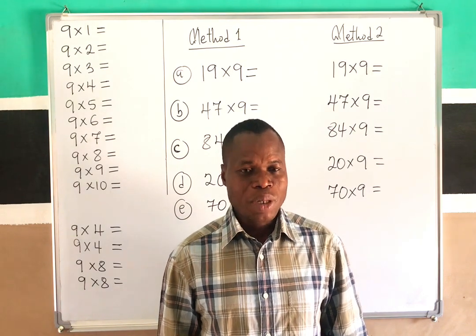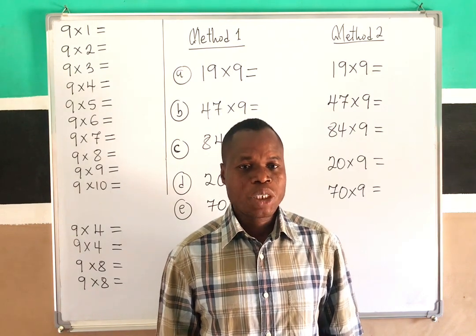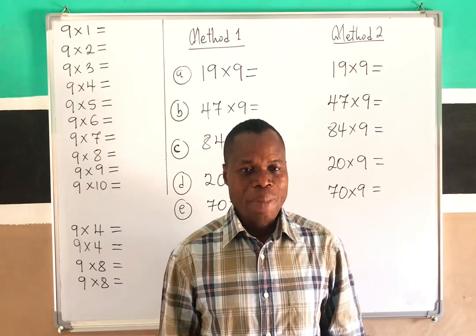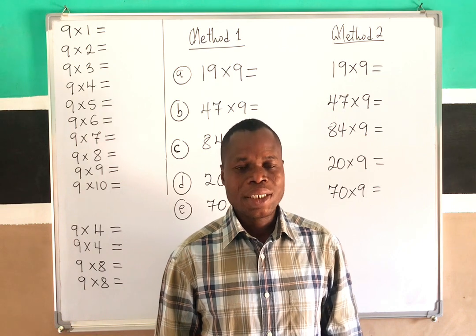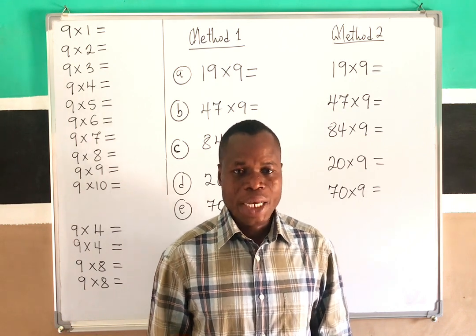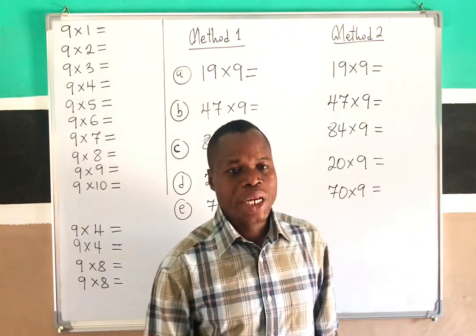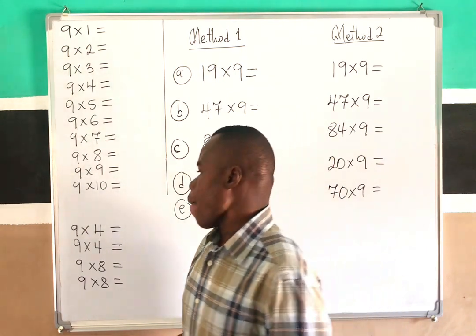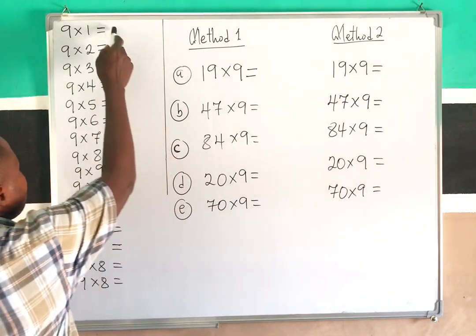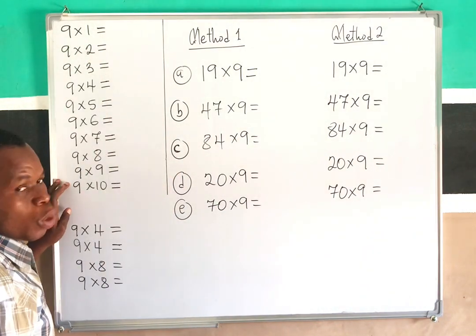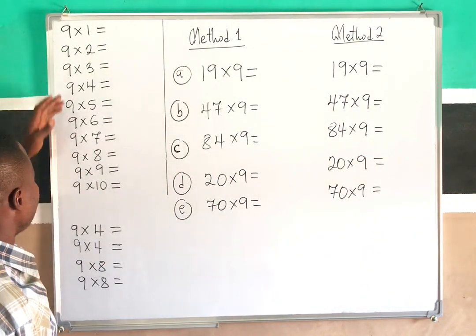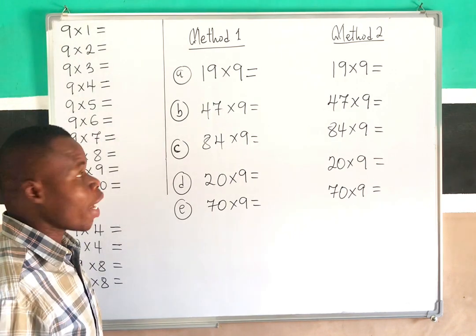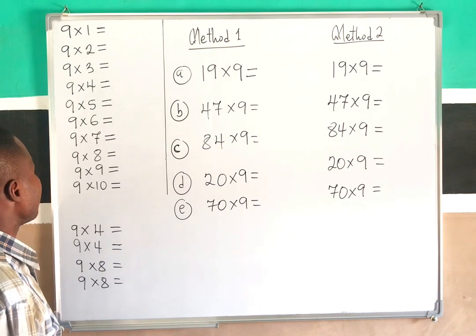Today we are going to learn another interesting trick of multiplication. That is how to multiply any number by 9 within seconds. And I have some things on the board to illustrate this particular trick. Now, this is the multiplication timetable of 9. And I want us to look at how to write the multiplication timetable of 9 within seconds.